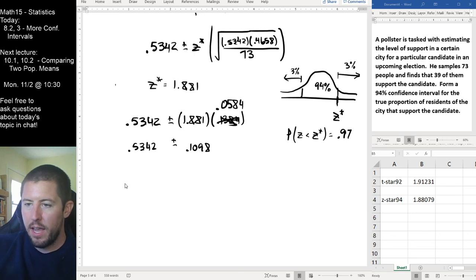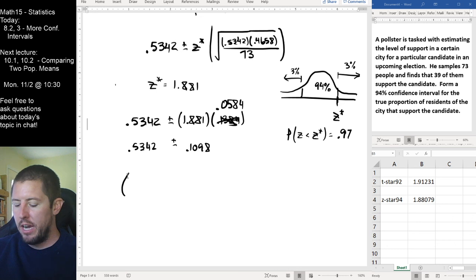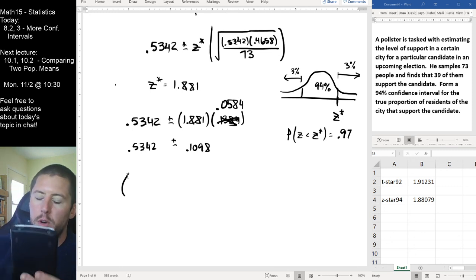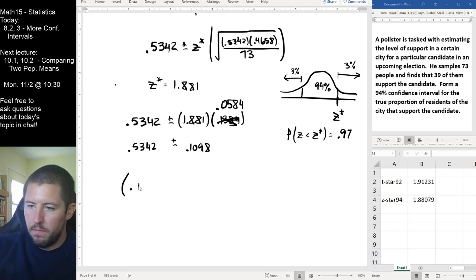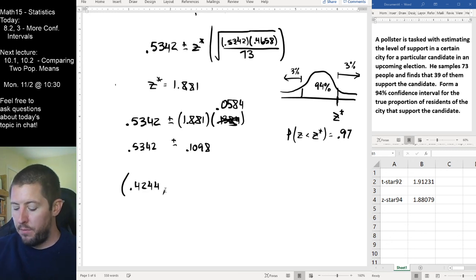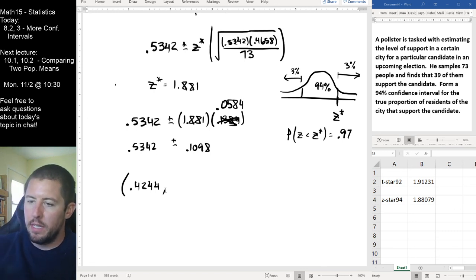All right, so it looks like we're going to be getting here for our upper bound and for our lower bound. I'm going to do my addition and my subtraction here. Let's see here, 0.5342 minus 0.1098 is 0.4244. All the way up to 0.5342 plus 0.1098 is 0.6440.